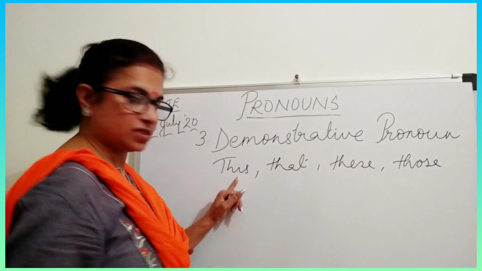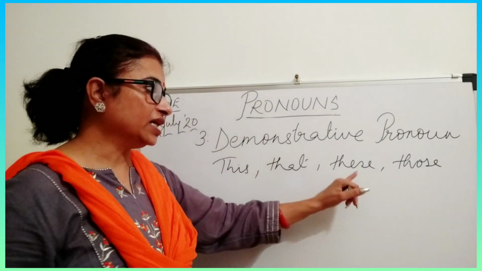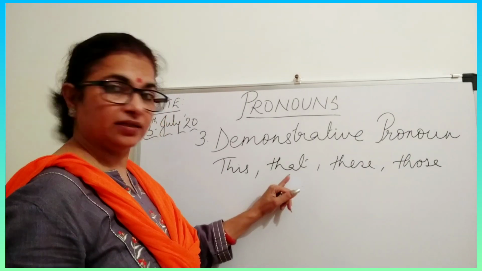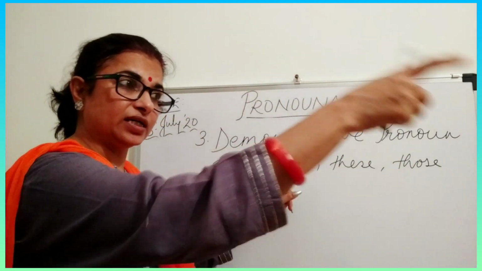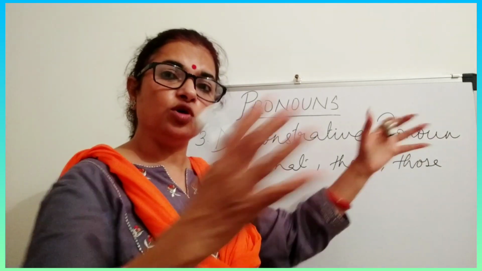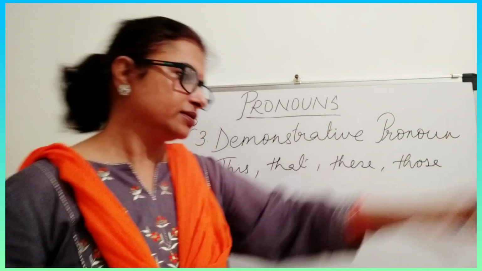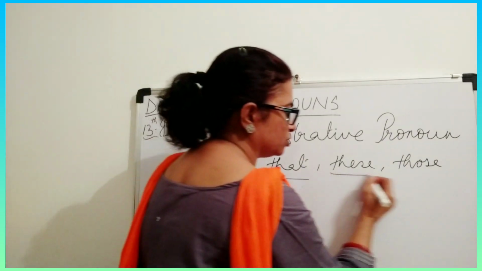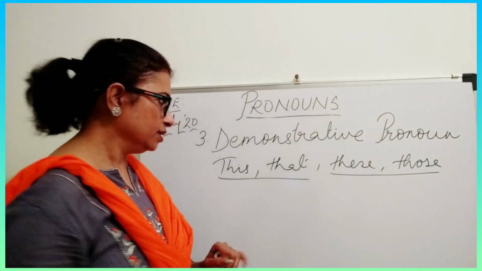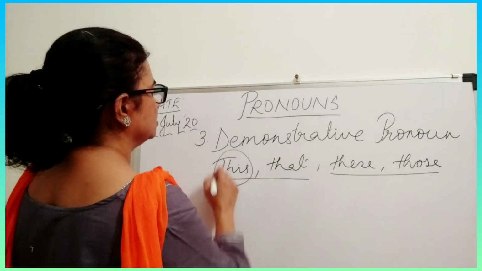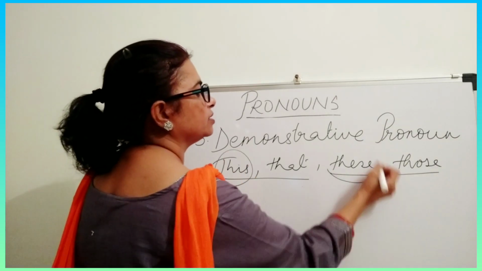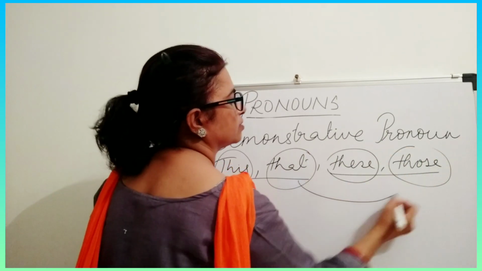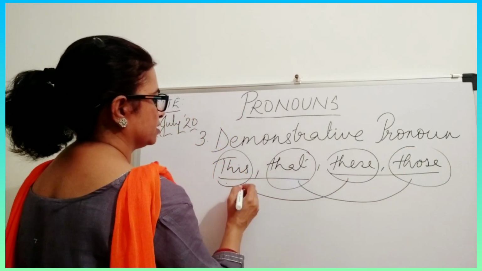This is used for the thing which is near. These, in plural, where the things are near. That, when a singular thing is far. Those, when so many things are far away. So these two you use for singular and these two you use for plural. But this is for near, these are for near, and both that and those are for far. So it is like that.